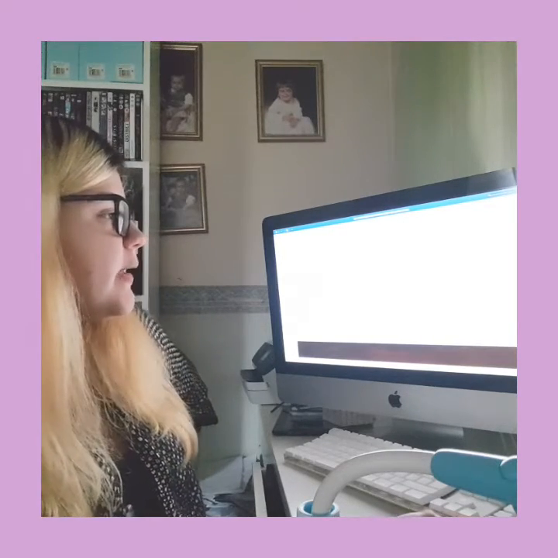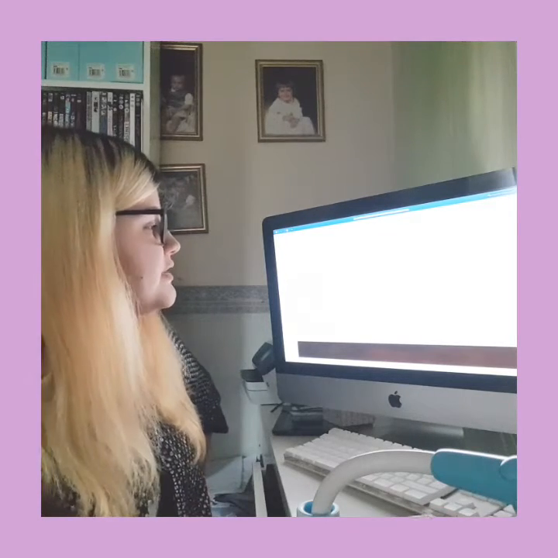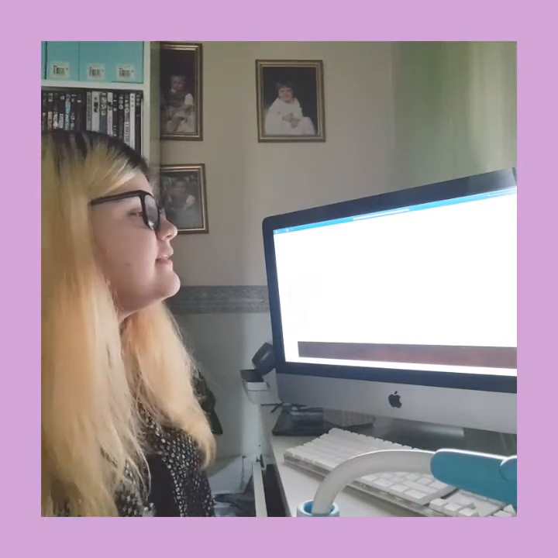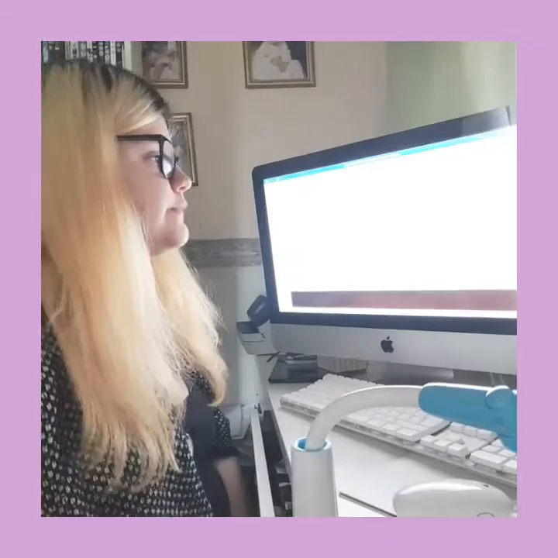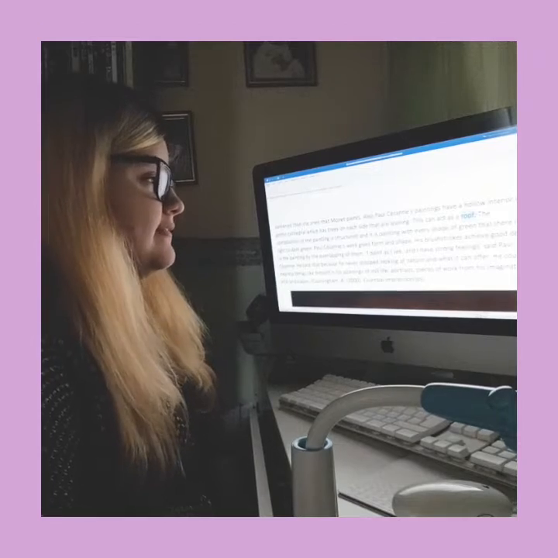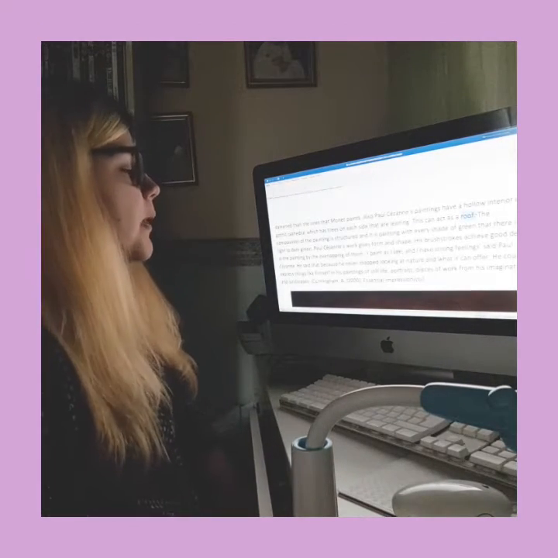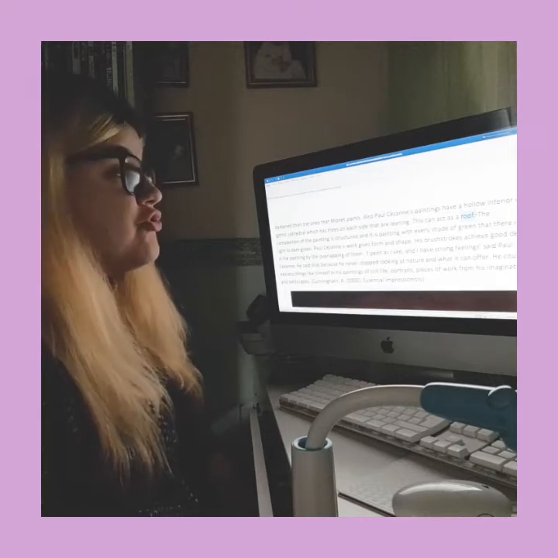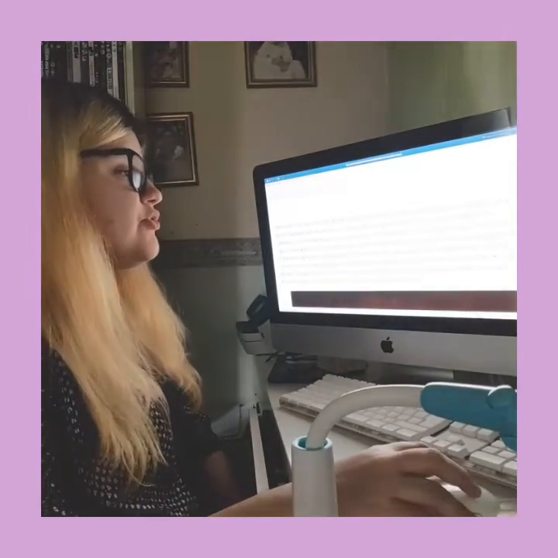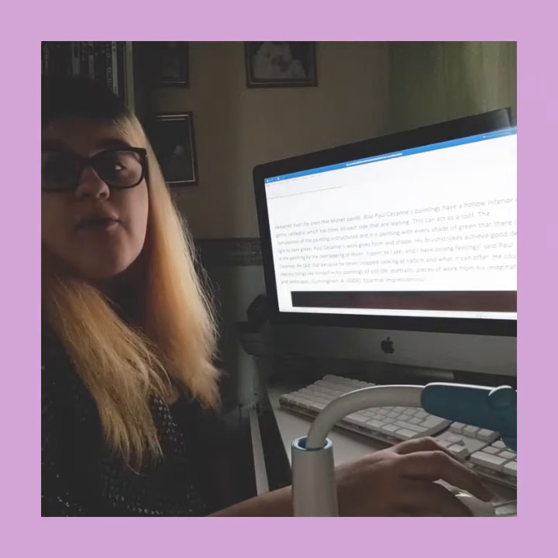Also, Paul Cézanne's painting has a hollow interior like a Gothic cathedral, which has trees on each side that are leaning. This can act as a roof. The composition of the painting is structured and has every shade of green, light to dark green. Paul Cézanne's brush strokes give the work more shape and achieve good detail in the painting by overlapping them.